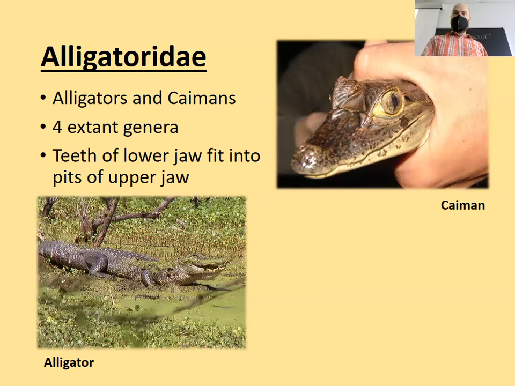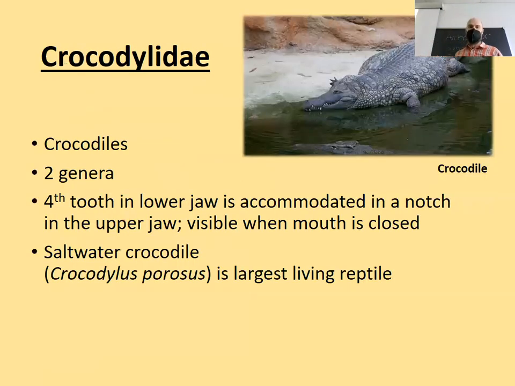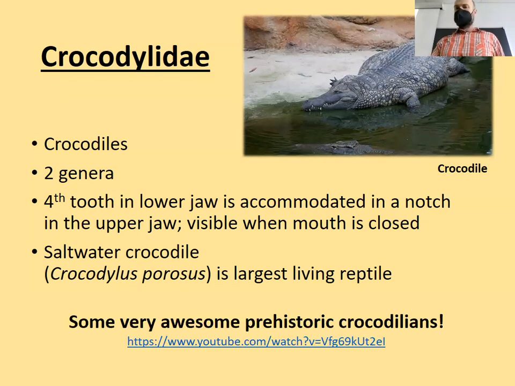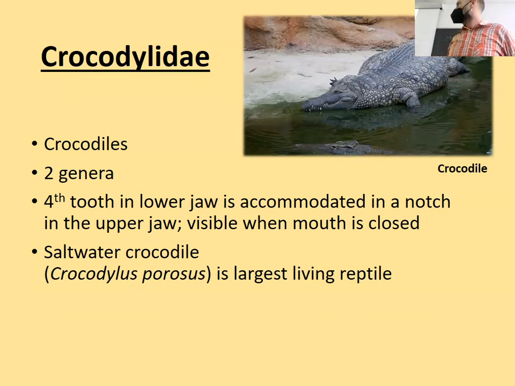Then you have Crocodilidae. There's only 2 genera of these guys. You can see how this tooth on the lower jaw is visible when the mouth is closed. That's a distinguishing character between crocs and alligators. This includes the saltwater crocodile, Crocodylus porosus, which is the largest living reptile. They live in northern Australia and areas around there. They're really, really big. I have a link to a video here. It doesn't do you much good in a PowerPoint, but we'll get to that, actually.